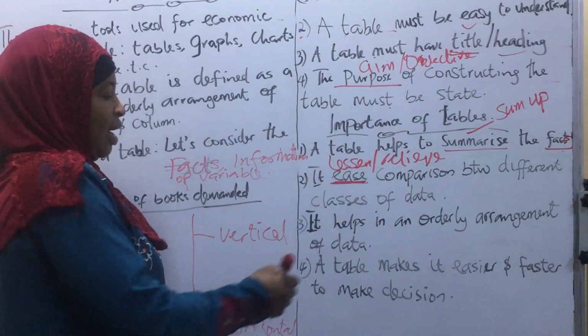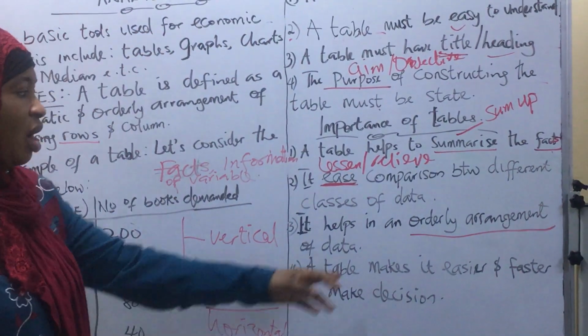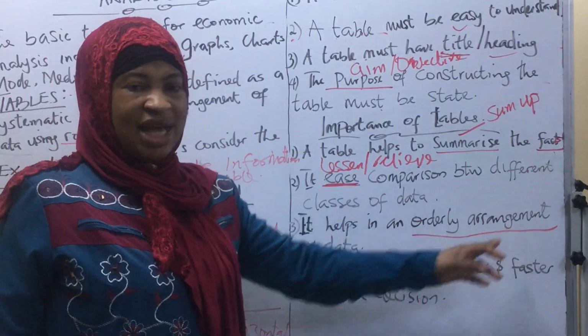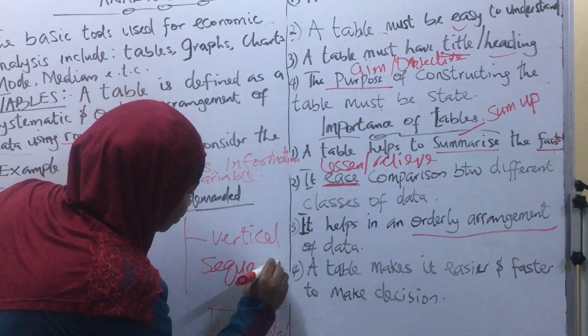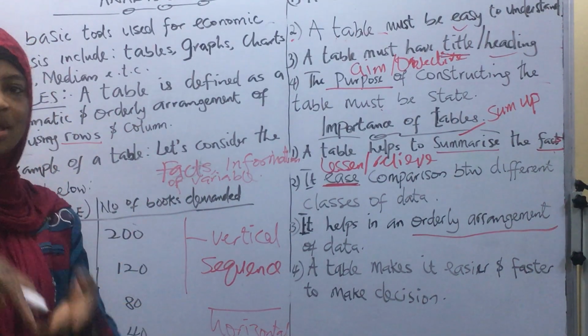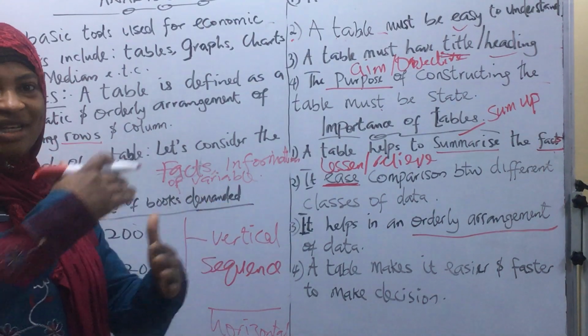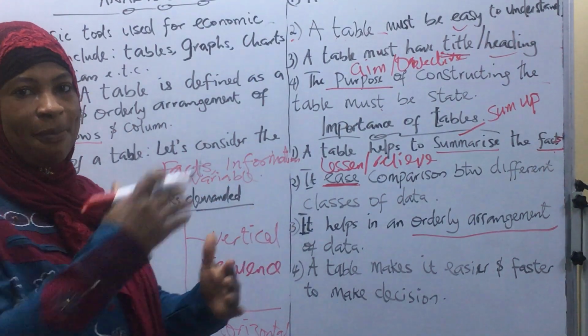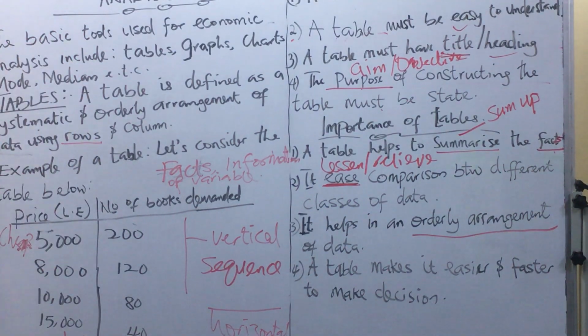Then, a table helps in an orderly arrangement. Look at that word, orderly. That is in sequence. It helps in an orderly arrangement of data, one after the other, step by step, so that the information can be properly understood.